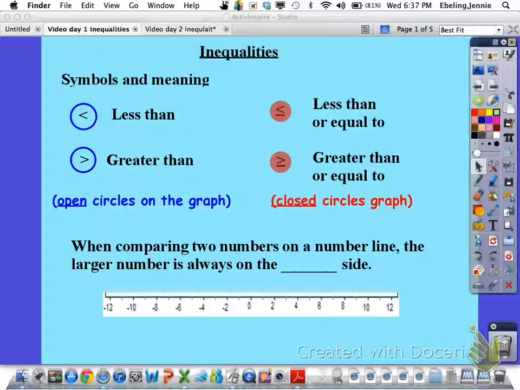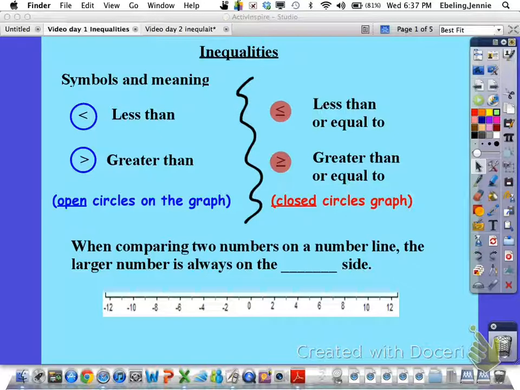For instance, the less than symbol, an arrow pointing to the left. We have the greater than, an arrow pointing to the right. We have a less than or equal to, which contains, notice the equal sign at the bottom, and a greater than or equal to.